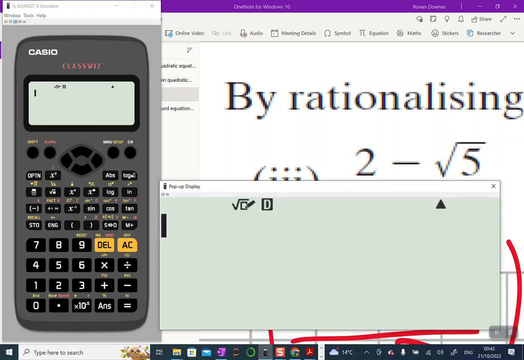Minus 9 plus 4 root 5. What did I say? I didn't say that at all. Minus 9 plus 4. So where did I go wrong?